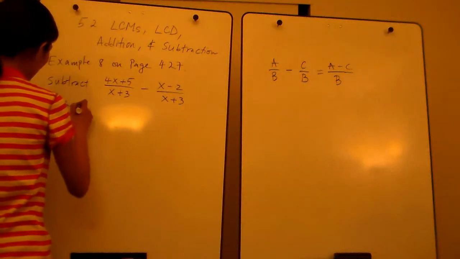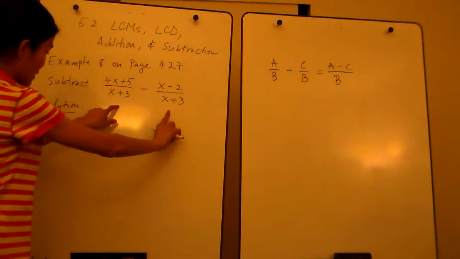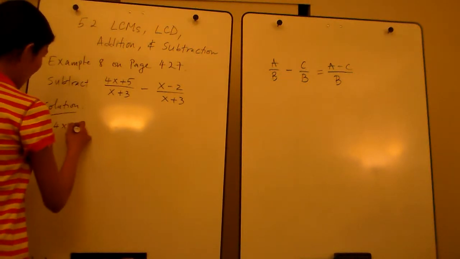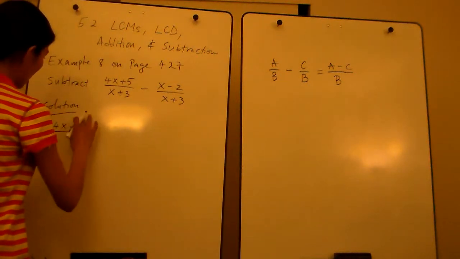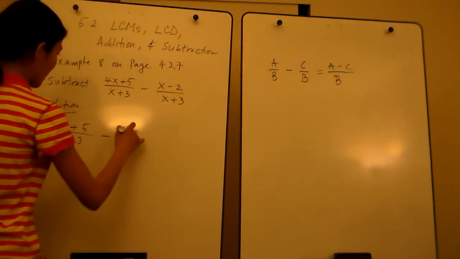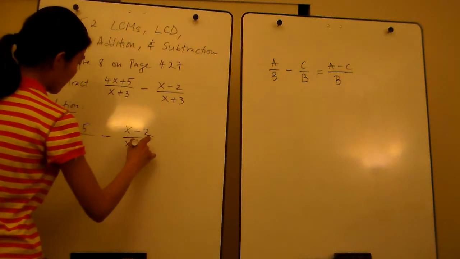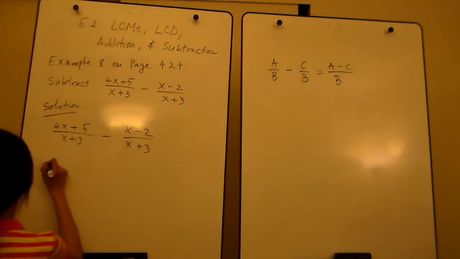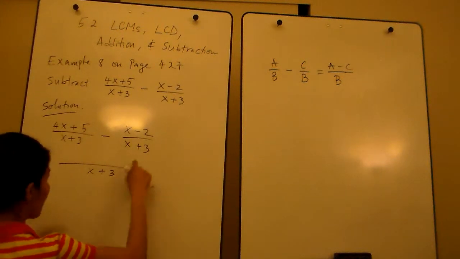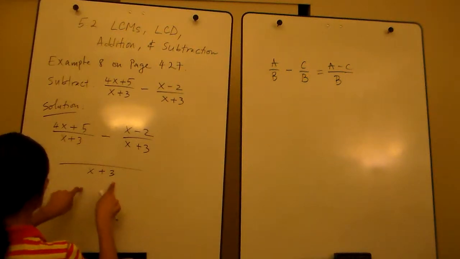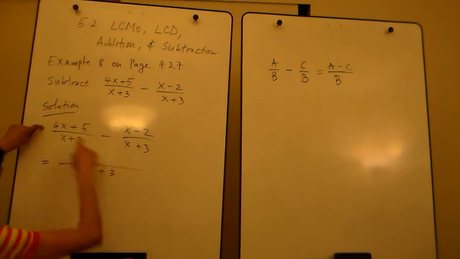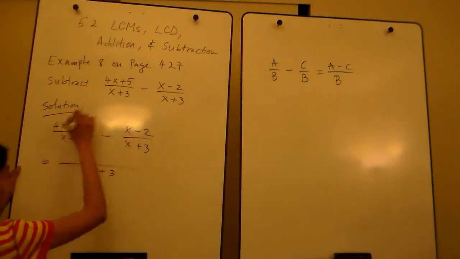Solution. So for these two fractions, since they have the same denominator, I can combine them. So let me rewrite the original fraction. Okay. So I know that I can combine them now. It's just x plus 3. Just the denominator of these two fractions goes here. Just x plus 3. Do not add these, okay? Just x plus 3. And now I'm going to combine the numerators in the two fractions.